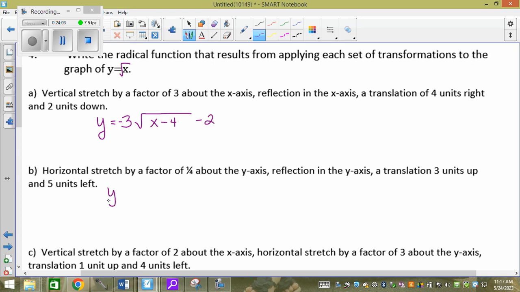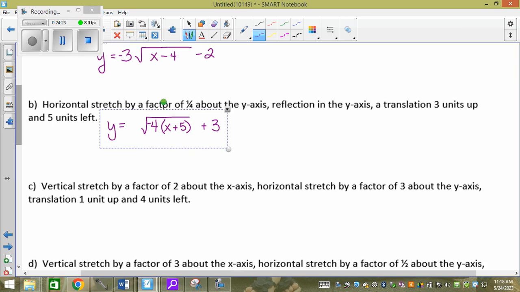This one is a horizontal stretch by a factor of 4, or a quarter, sorry, so it goes in as 4. A reflection in the y-axis, so negative 4. Translation 3 units up, plus 3. And then 5 units left, so I need to go in brackets and go x plus 5. This one we have a vertical stretch by a factor of 2, horizontal stretch by a factor of 3, so I get a third. 4 units left, x plus 4 in brackets, 1 up, plus 1.